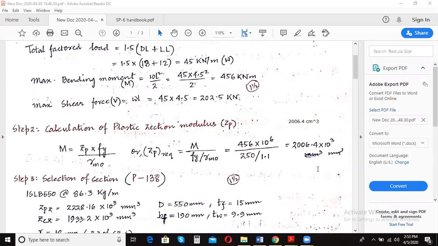Now what you have to do is choose a section whose plastic section modulus is either equal to this value or greater than this value. And from where will you choose the section? You can choose the section from the handbook which is provided for steel, that is SP6, or from IS 800 2007 also you can choose the section. So let's see how to do it.